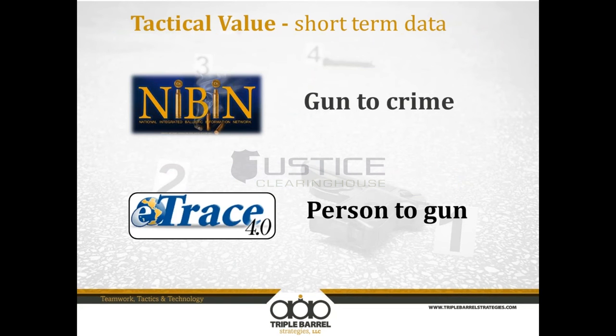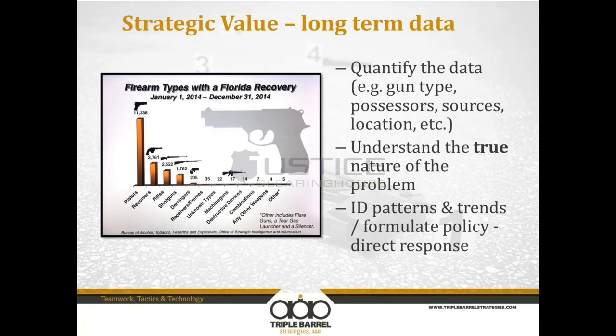Earlier I mentioned tactical and strategic value. Tactical value is short-term data collected on a very case-specific case or series of cases. For example, NIBIN helps you connect a gun to a crime. E-Trace helps you connect a person to a gun. Strategic value, on the other hand, is data collected over the long term. I'll use the example of crime gun trace data collected through E-Trace over an annual period. You can interrogate the data, quantify it by gun type, possessors, sources, location. This strategic value helps you understand the true nature of your gun crime problem.